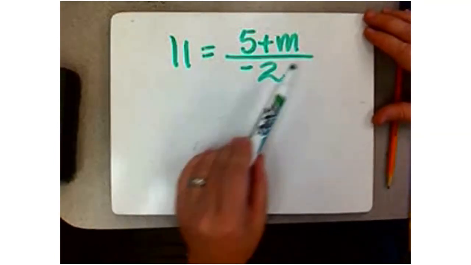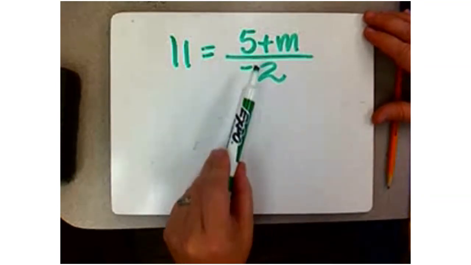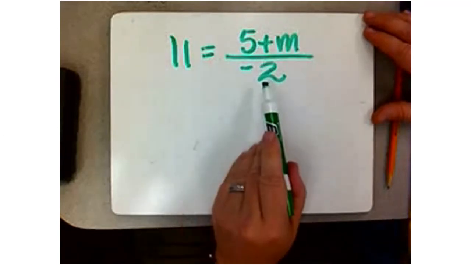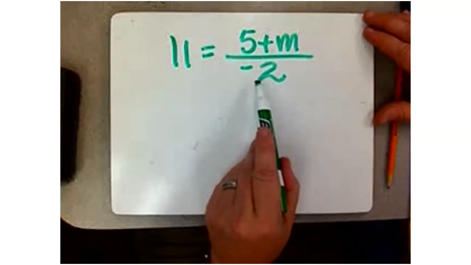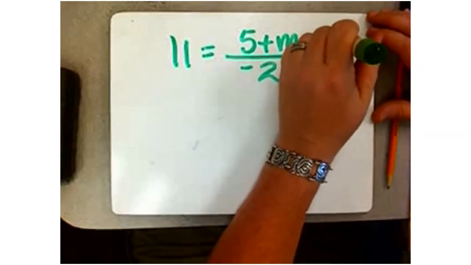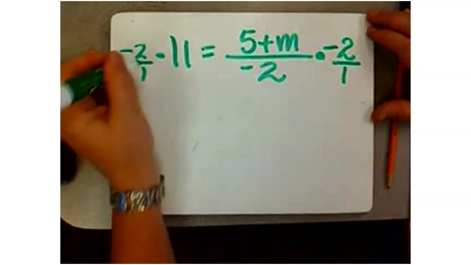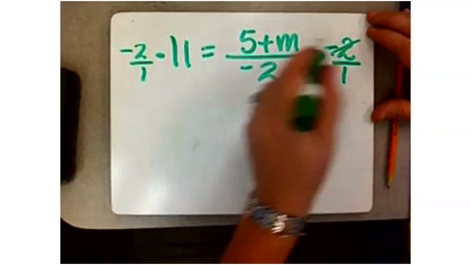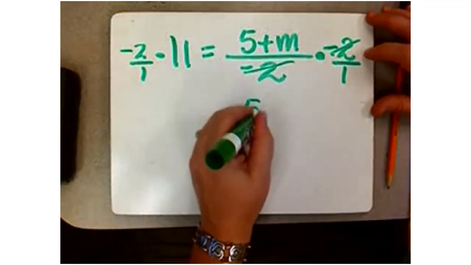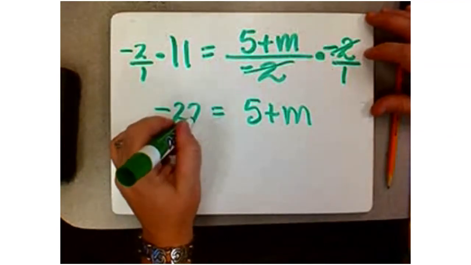So in this case, we've got a quantity of 5 plus m in the numerator, and a negative 2 is dividing into that. So the easiest thing to do is to get rid of that division, that denominator of negative 2. To get rid of division, we're going to multiply by negative 2 over 1 on both sides, right? See how they cancel? That denominator cancels with the negative 2 over 1, and we're left with a 5 plus m on the right. And then negative 2 times 11 is negative 22.